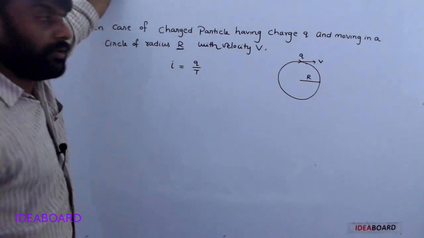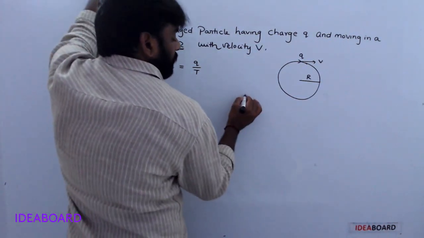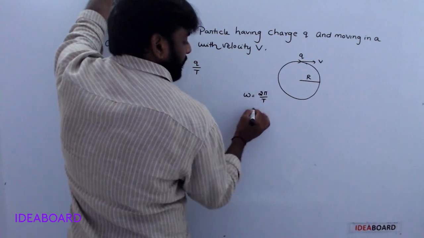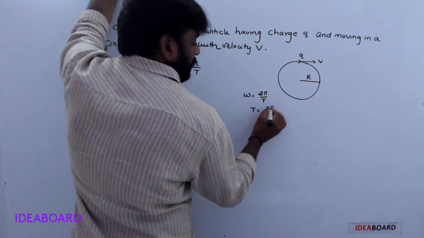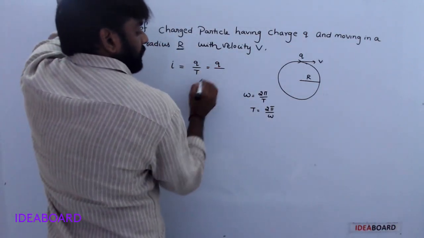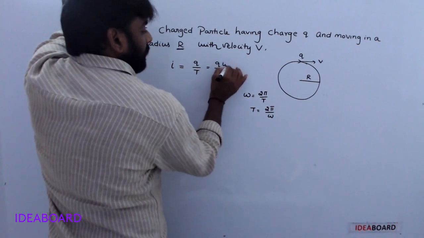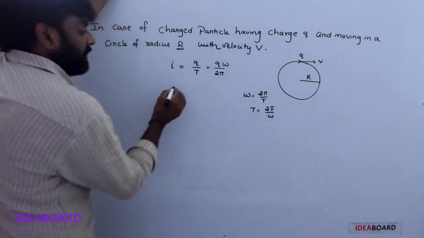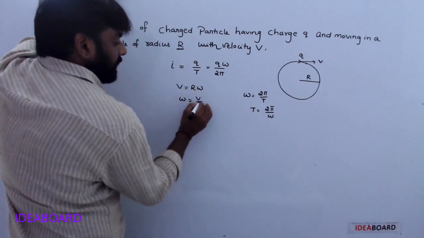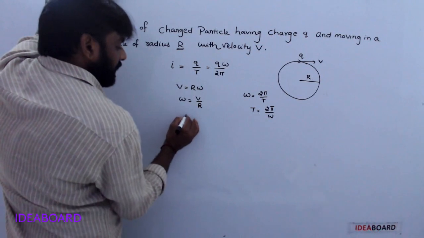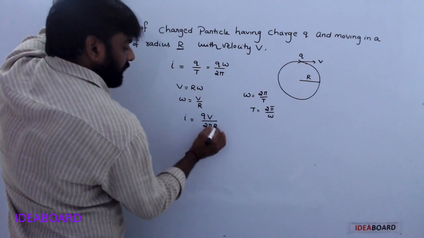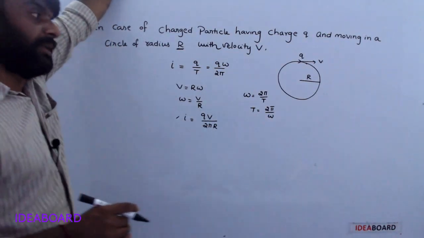Okay, I is equal to q by T. You know, omega is equal to 2 pi by T, so T is equal to 2 pi by omega. But v is equal to r omega, so omega is equal to v by r. Substituting here, I is equal to qv by 2 pi r.